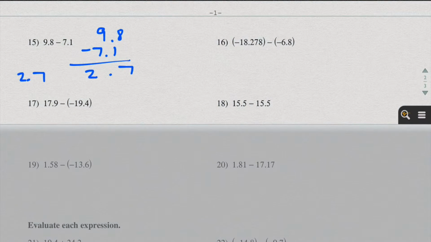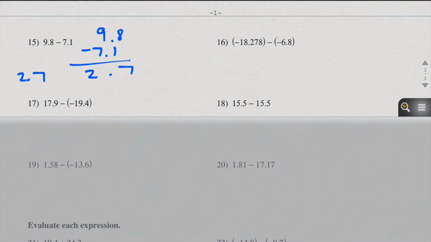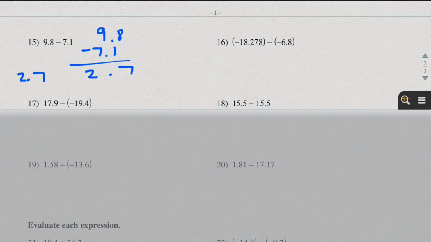Okay, number 16. Negative 18.278 minus negative 6.8. So again, we want to rewrite it so we don't have two signs next to each other. So we're going to go ahead and write negative 18.278 minus and minus is a plus 6.8. So because the signs are different, we're going to find the difference.